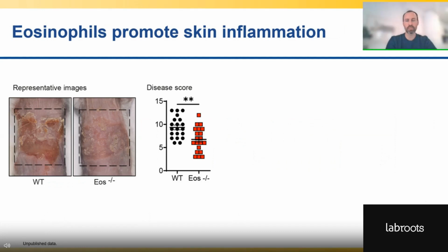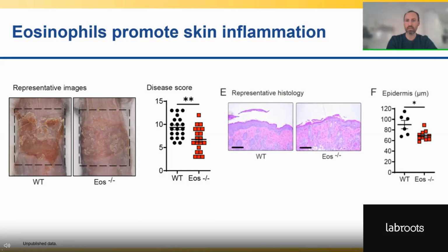The first thing we did was compared wild-type mice to eosinophil-deficient mice. And what we found in this model is that eosinophil-deficient mice had significantly reduced skin inflammation compared to wild-type controls, as measured by disease score. Additionally, when we looked at the skin by H&E, we found that there's a significant reduction in the epidermal thickness in the eosinophil-deficient mice compared to wild-type controls, suggesting that, in fact, eosinophils are important for promoting skin inflammation.